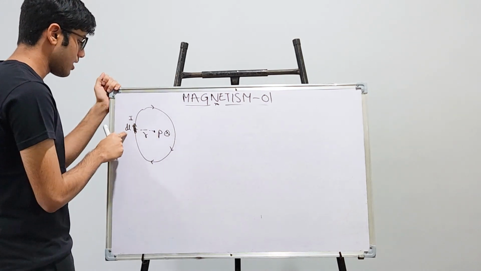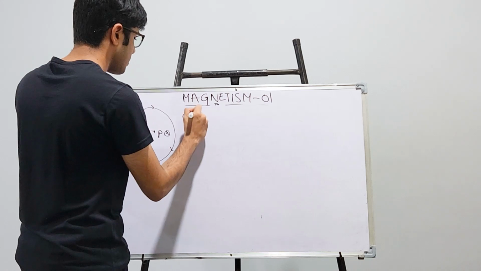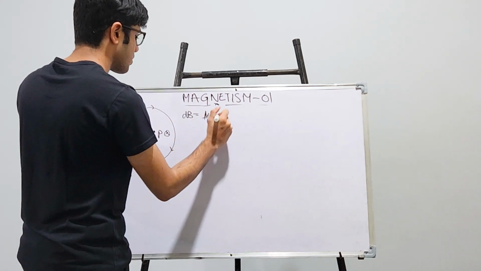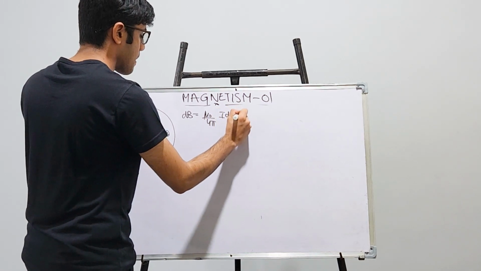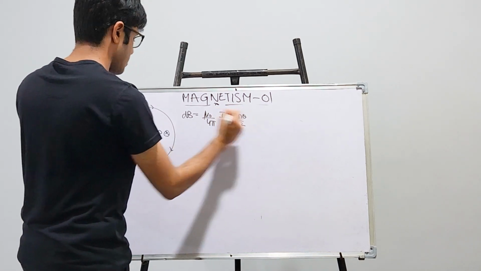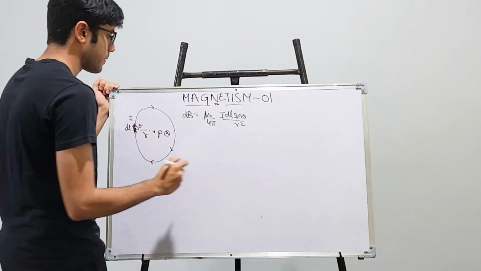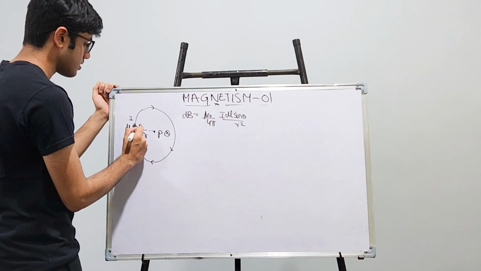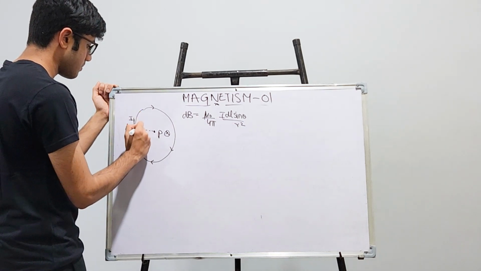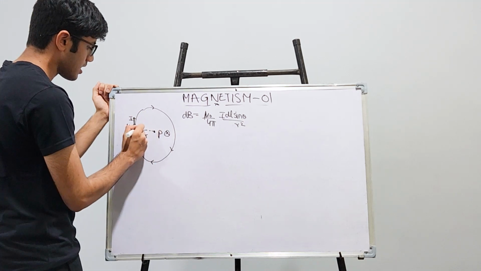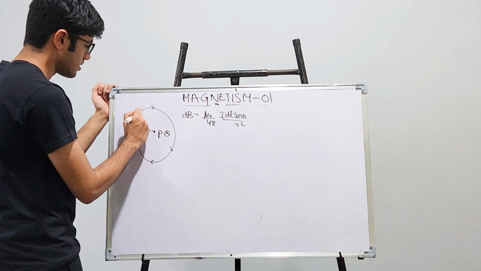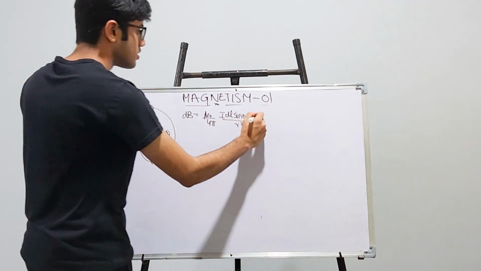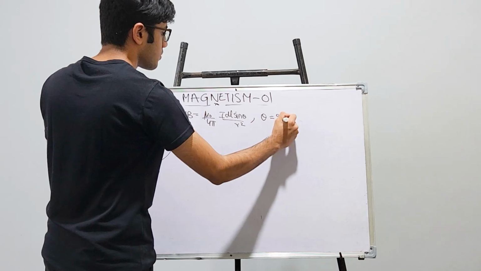So due to the small element dl, we get that the small magnetic field dB would be equal to, as we already know, mu naught by 4 pi I dl sine theta over r square. This is the angle theta. In this case, this is the element, this is the radius and this is the tangent. The dl vector is the tangent. So the angle between a radius and tangent of a circle is always 90 degrees. So here theta is always 90 or pi by 2.